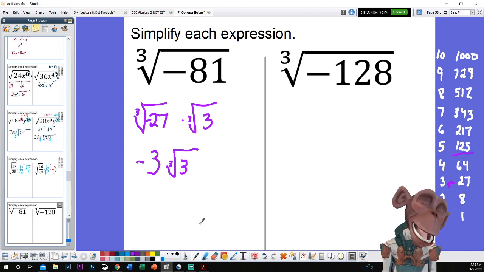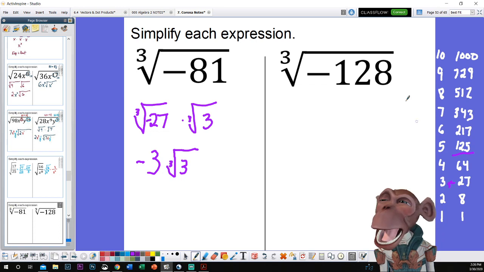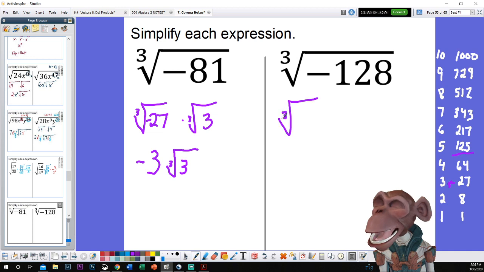And that's all. So it's the same thing, we're just using a different chart. Let's do another one, 128. Well, 128 actually starts right here. I try dividing by 125. That does not work. 64 though, that works. So I've got the cube root of, again, this was negative, so I'll put a negative there, 64. 128 divided by 64 gave me 2.